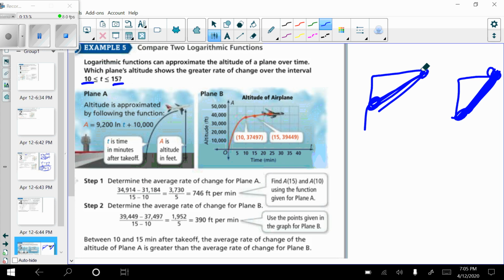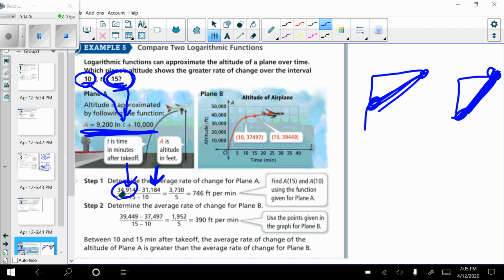Now in this first one, the problem is they don't give us any values. They gave us a 10 and a 15, and in order to get these numbers out, they plugged a 10 into this one, and when they plugged a 10 in, they got this number out. Then they plugged 15 into this t right here, and when they did, they got this number out.